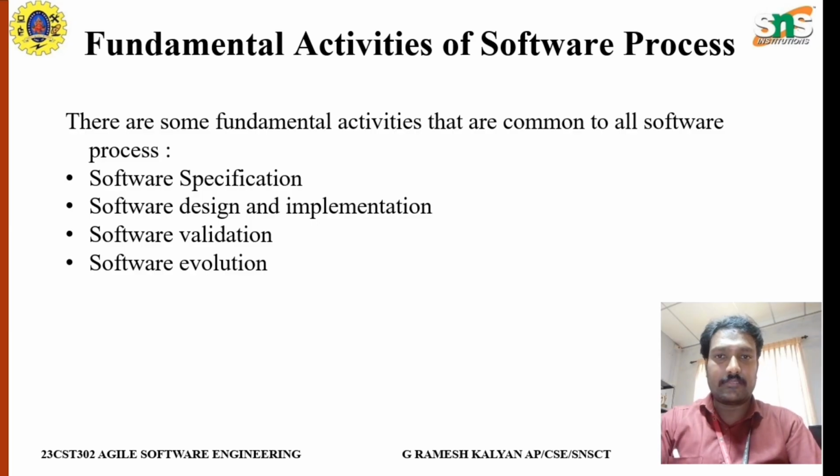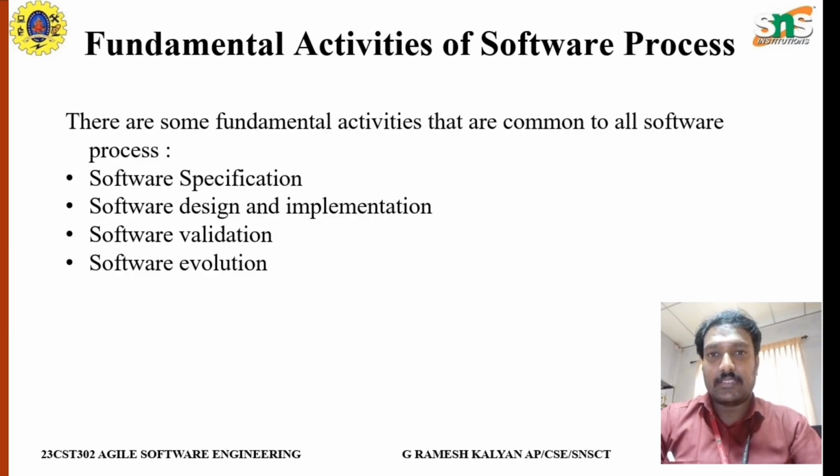The fundamental activities of a software process are software specification, software design and implementation, software validation and software evaluation. The software specification mainly deals with gathering all the requirements that are needed to develop a software. These requirements are gathered from the end users. Then the next stage is software design and implementation. In this stage we develop a software prototype or a model. Then we implement the coding process, so coding is done in order to develop the software.